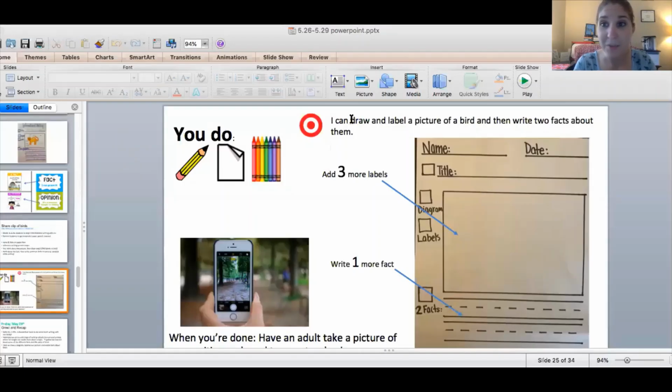Before we start writing, let's remember our learning target today. I can draw and label a picture of a bird and then write 2 facts about them. So that's our learning target. So together, we are going to draw and label a picture of a bird and then write 2 facts about them. However, just like I've done the other days, we are only going to label some of the picture because I'm challenging you. I want you at the end to add 3 more labels to your picture and to write 1 fact all by yourself. We'll do a little bit together, and then I set you off to go and do a little bit on your own as well. All right, let's get writing.